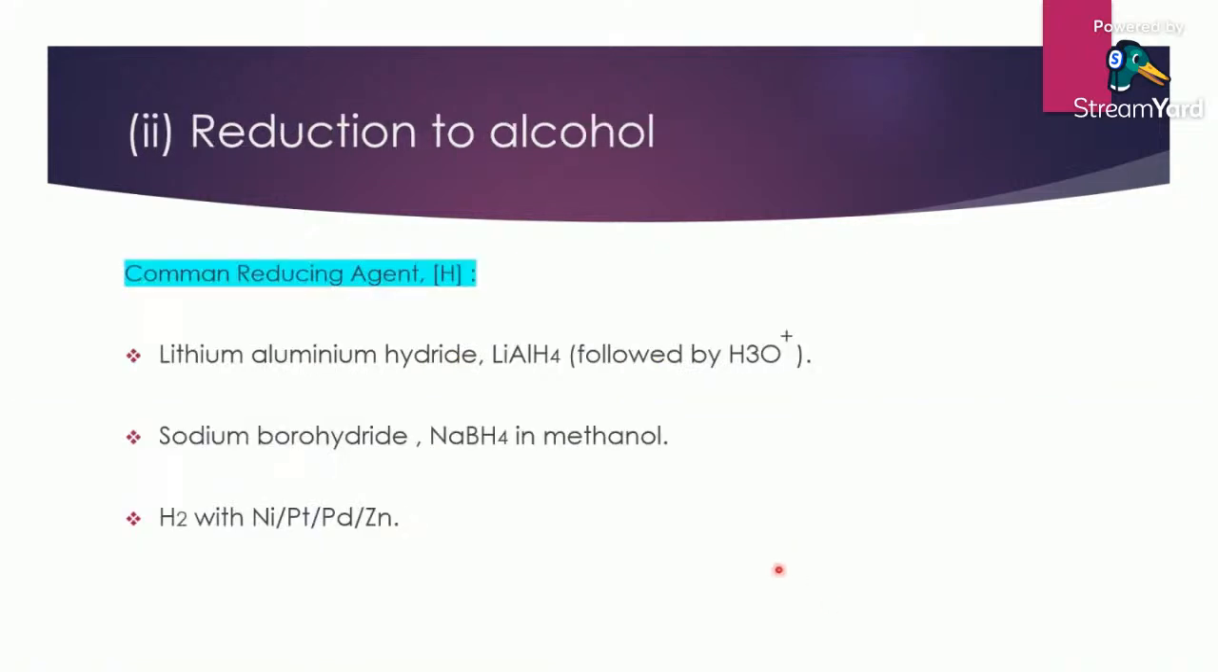Next, we go to the reduction to alcohol. Before we talk about the reaction, we have to know the reducing agents of this reaction. First, we have lithium aluminum hydride followed by H3O plus. Second, we have sodium borohydride in methanol. And third, we have H2.